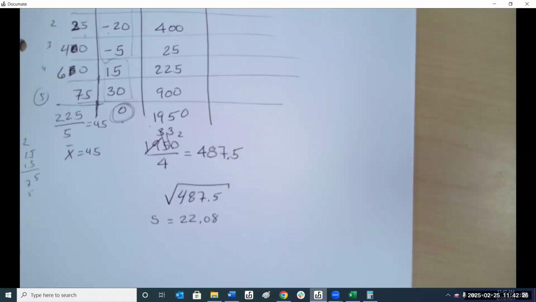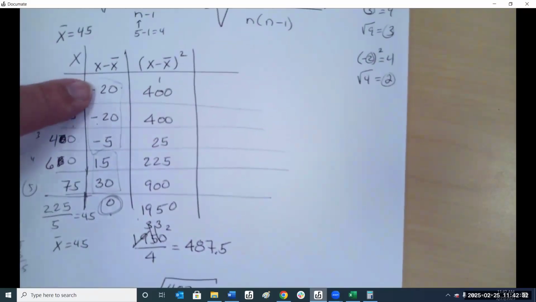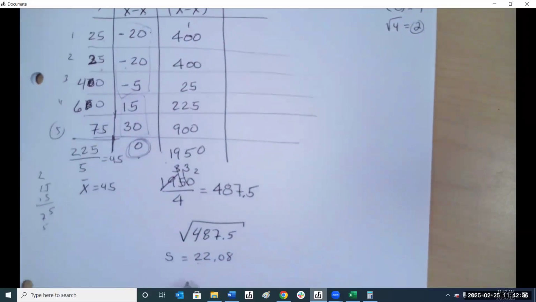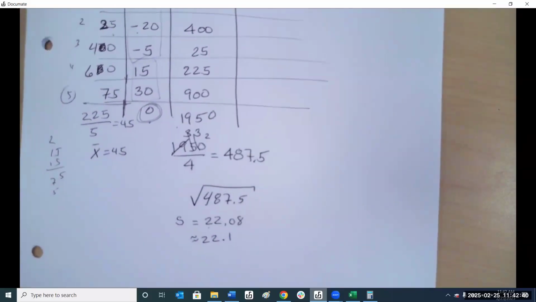What it tells us is on average, all of our numbers are about 22 point, let's make it 22.1. They're approximately 22.1 units away from the mean. That's what it tells us. Remember, the bigger this number is, the further the numbers are from the mean.